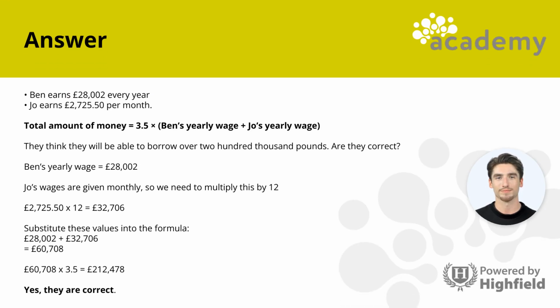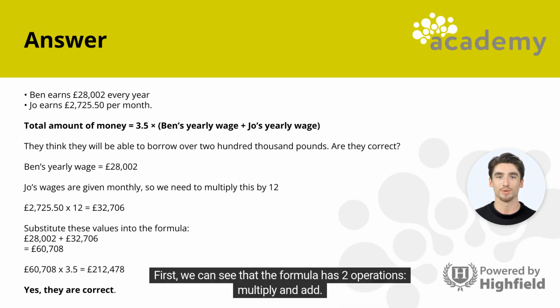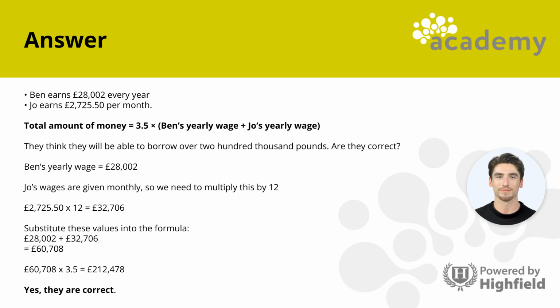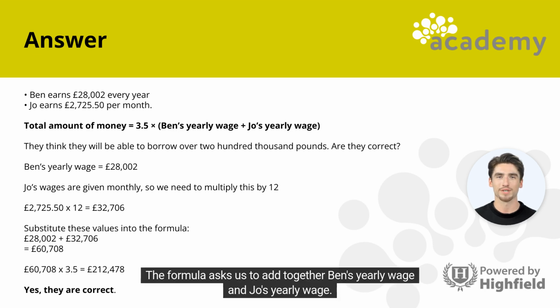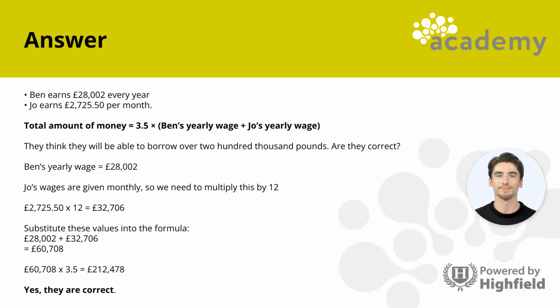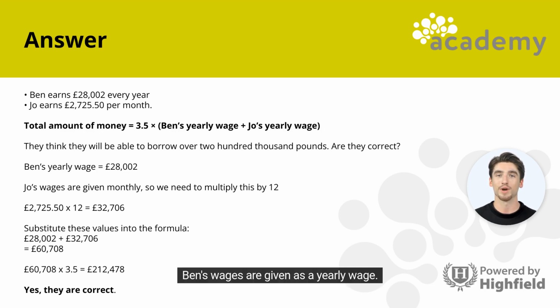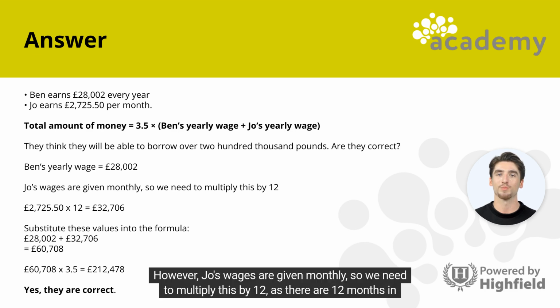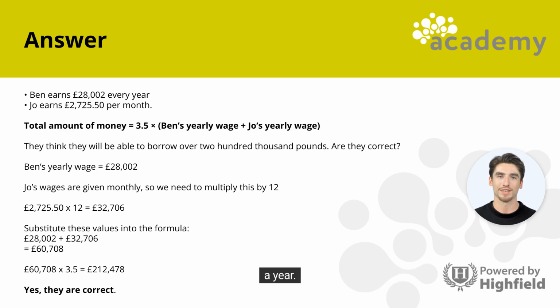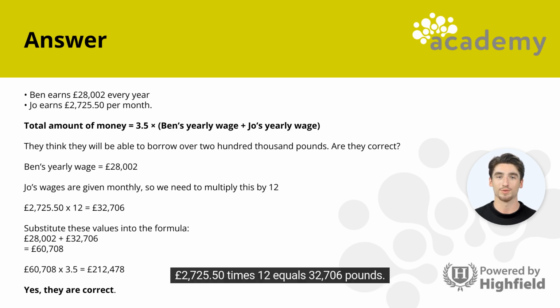Let's check the answer. First, we can see that the formula has 2 operations, multiply and add. However, the addition is in the brackets of the formula, so it is calculated first. The formula asks us to add together Ben's yearly wage and Joe's yearly wage. Ben's wages are given as a yearly wage. However, Joe's wages are given monthly, so we need to multiply this by 12, as there are 12 months in a year. £2,725.50 times 12 equals £32,706.